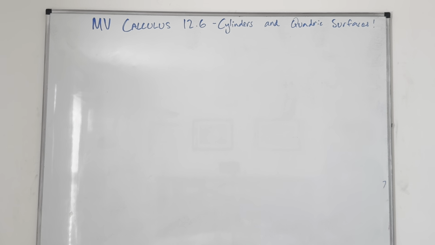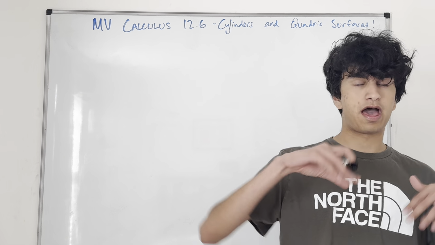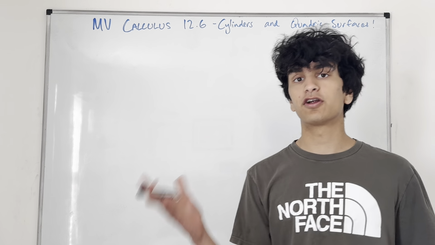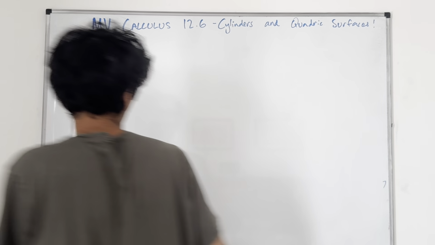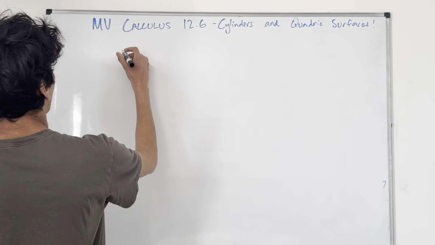So let's talk about cylinders and quadric surfaces. We know that equations that involve an x, y, and z variable all create some sort of surface. And one type of surface that an equation could create when graphed is a cylinder.